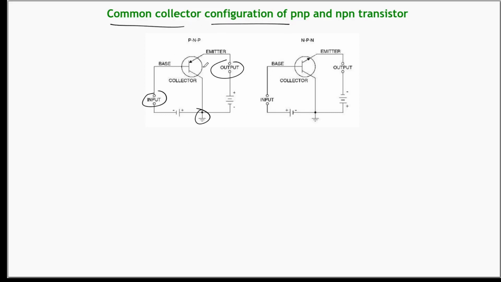In the case of a PNP transistor, emitter is made up of p-type material. It is connected to the positive of the battery. Base is an n-type semiconductor connected to the negative of the battery. So this is a forward biasing condition.